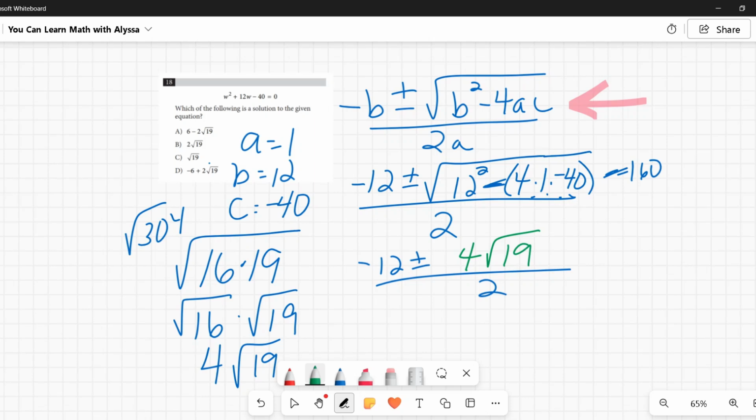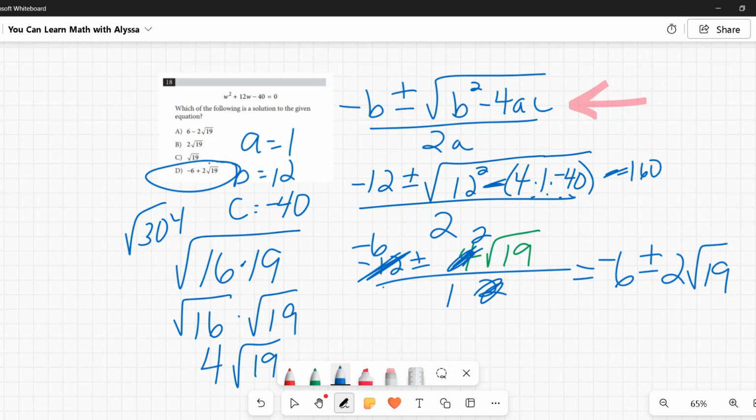And now I'm going to look for any factor that goes into these three constants. It has to go into all three of them for me to be able to take it out. If it just goes into 2 of them, no dice. It has to go into all 3. 2 goes into negative 12, it goes into 4, and it goes into 2. So that's what I'm going to do. I'm going to take it out. If I take 2 out, I divide negative 12 by 2, I get negative 6. If I divide 4 by 2, I get 2. Divide 2 by 2, I get 1. So that is going to be negative 6 plus or minus 2 square root of 19.